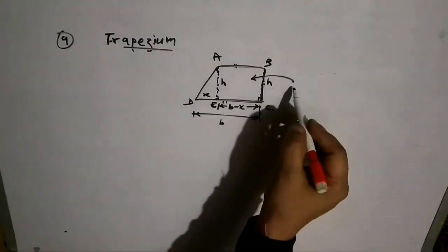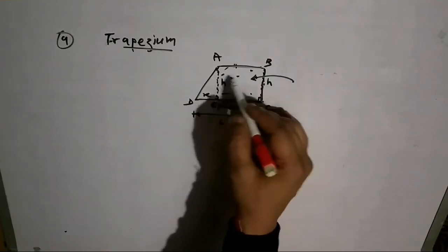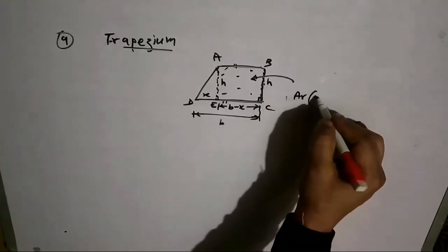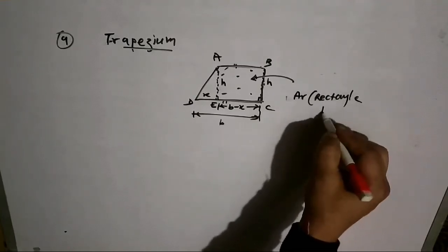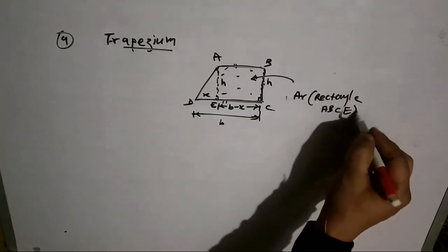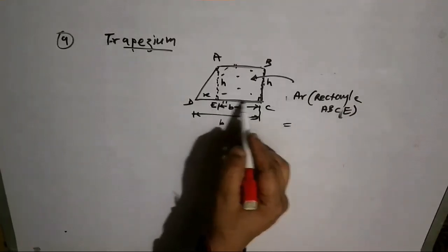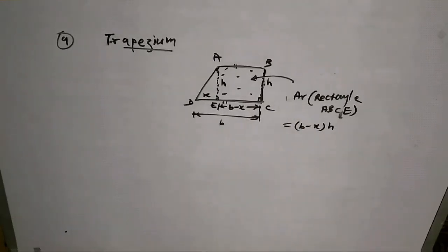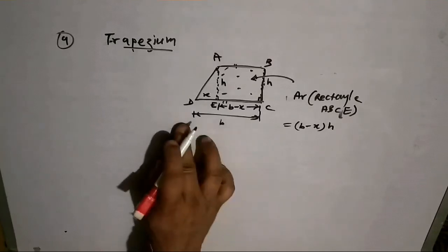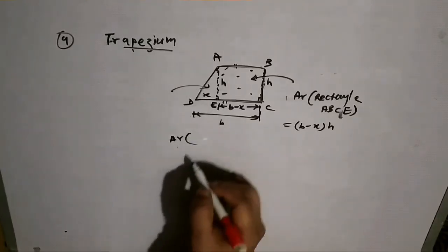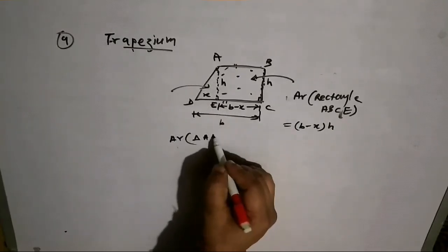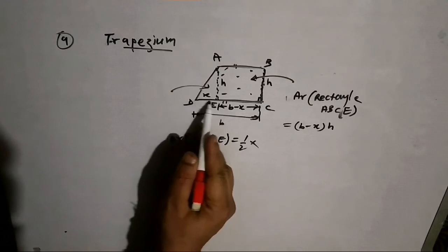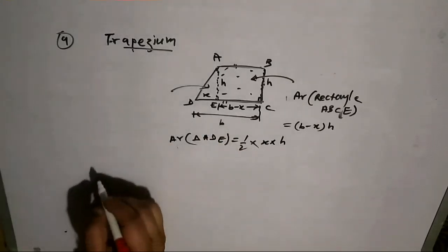Obviously the area would be length into breadth. Here, if ABCE is a rectangle, the area of rectangle ABCE would be length into breadth. The length here is AB, or you can say EC, which is b minus x, and the breadth is this one, which is h. And another figure, this one, is just a triangle. The area of triangle ADE is 1 by 2 base into height, where the base is x, BE is x, and the height is h. So the area can be found out.